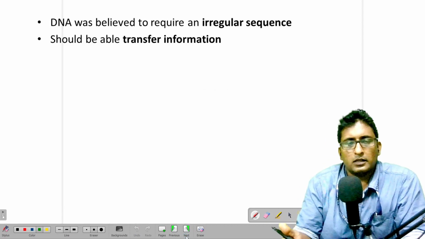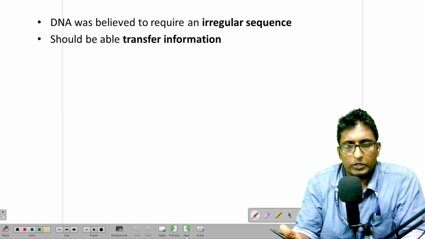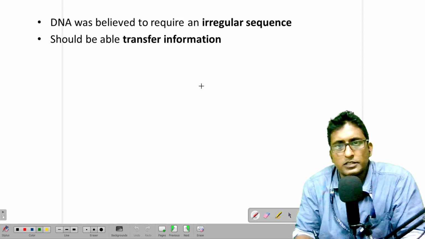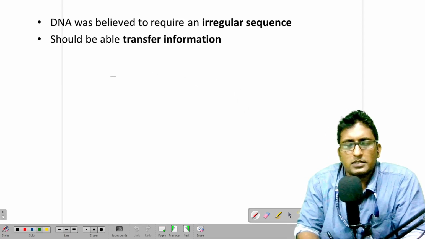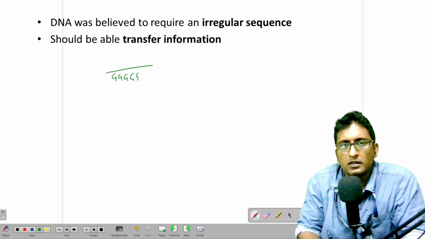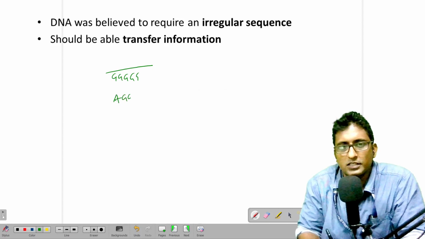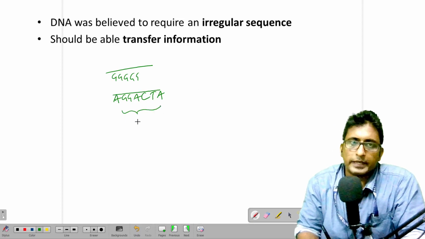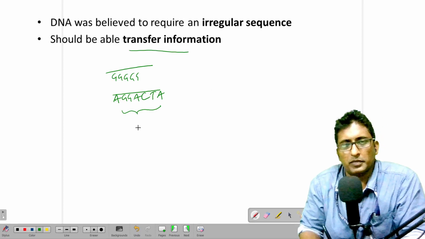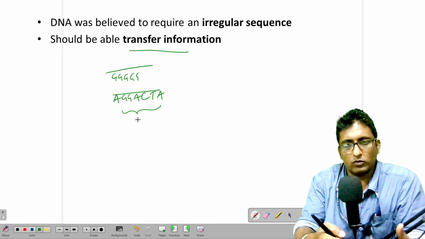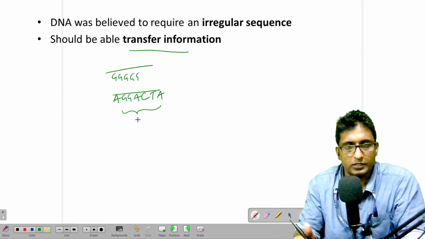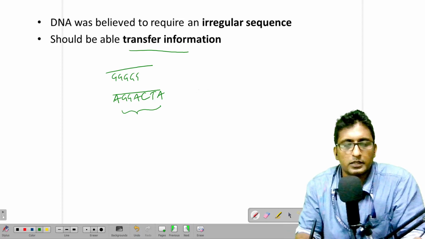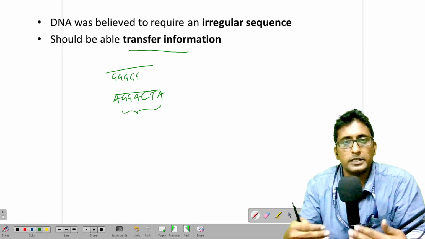So first thing, if a molecule has to serve as DNA, as genetic information, it is supposed to be irregular in sequence, which would mean that it shouldn't be just poly G like this. It should have some bases, maybe A, G, G, A, C, T, A, some form of irregularity. Second thing is, it should be able to transfer information, that is, inheritable information. One molecule giving rise to 2 identical molecules, as we discussed earlier. Because the essential feature of genetic information is that it is inheritable.